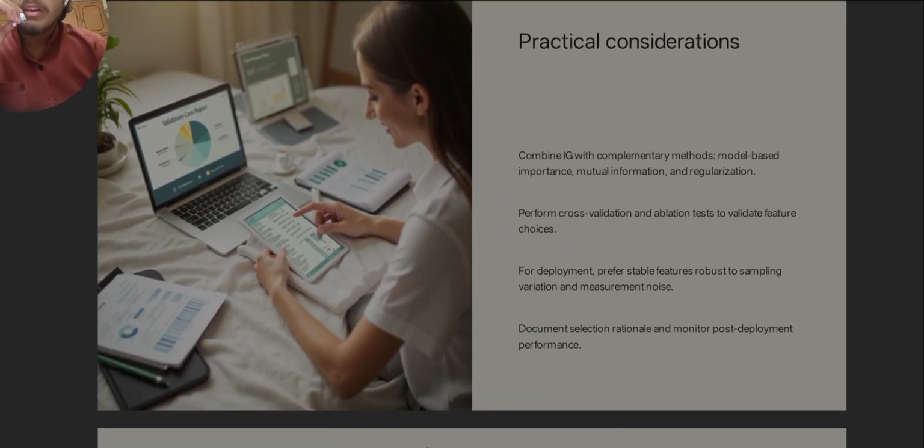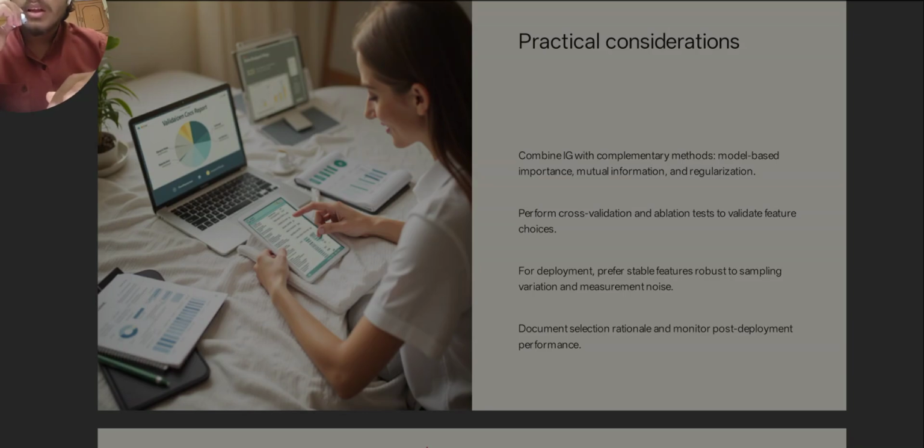Practical considerations. When applying information gain in real world machine learning problems, there are several practical factors to keep in mind to ensure reliable and efficient models. The first one, data pre-processing is essential. Handle missing values before computing IG, encode categorical variables properly, for example label encoding, and normalize or clean noisy data. Poor pre-processing can lead to incorrect entropy calculations.